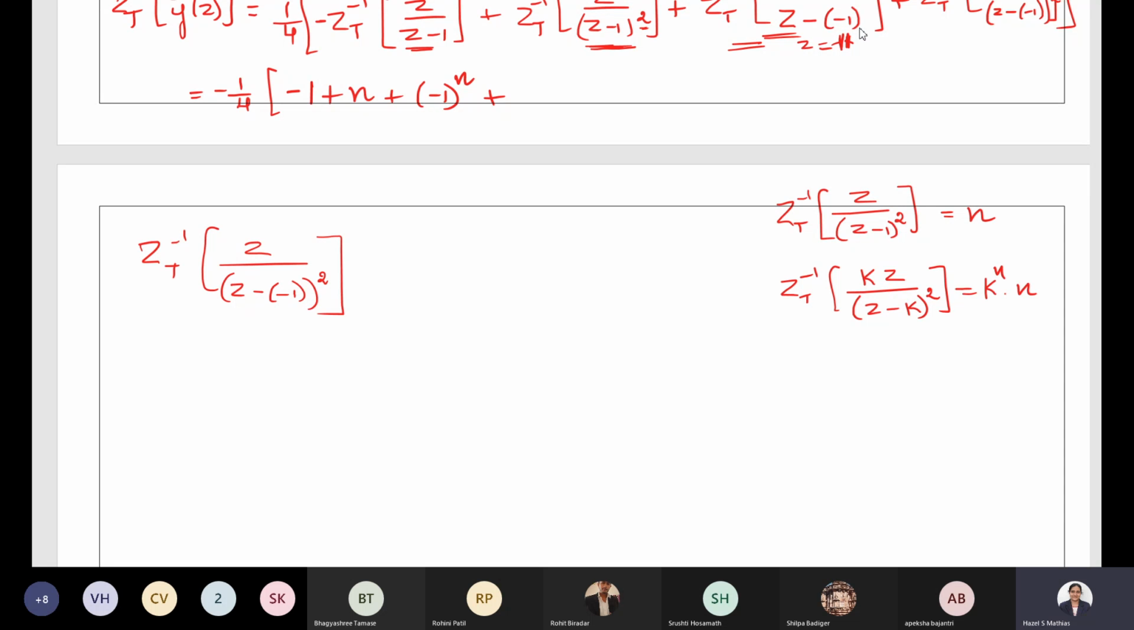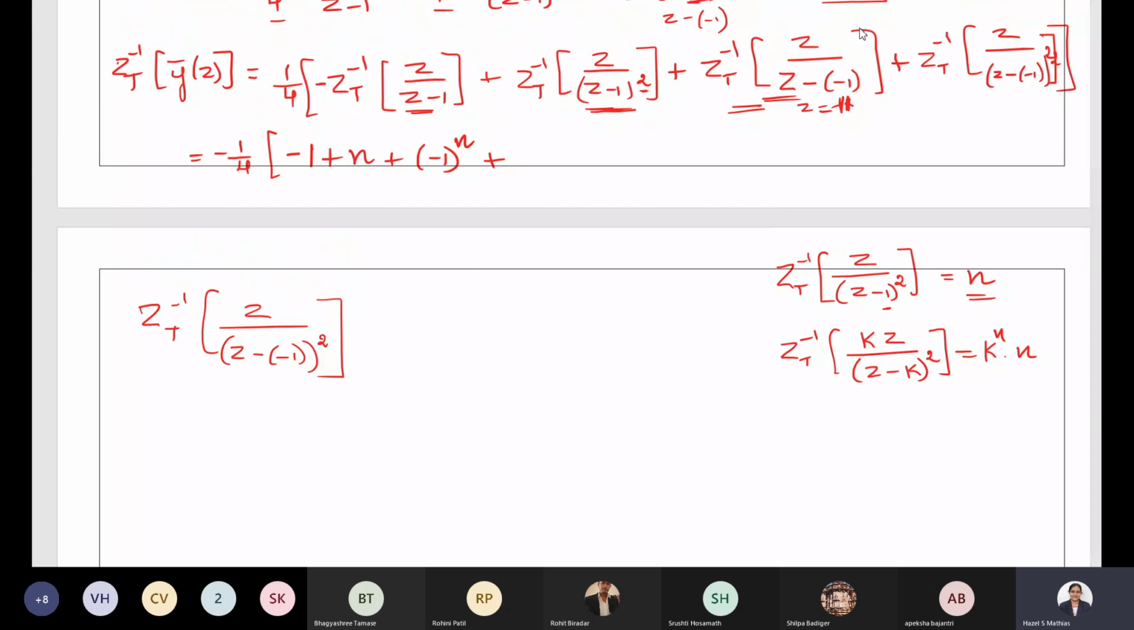Then it is k power n into n. The same concept applies over here also. If k is directly 1, you write directly n, as I have written in the second step. Inverse Z transform of z by z minus 1 whole square is n. It is done.